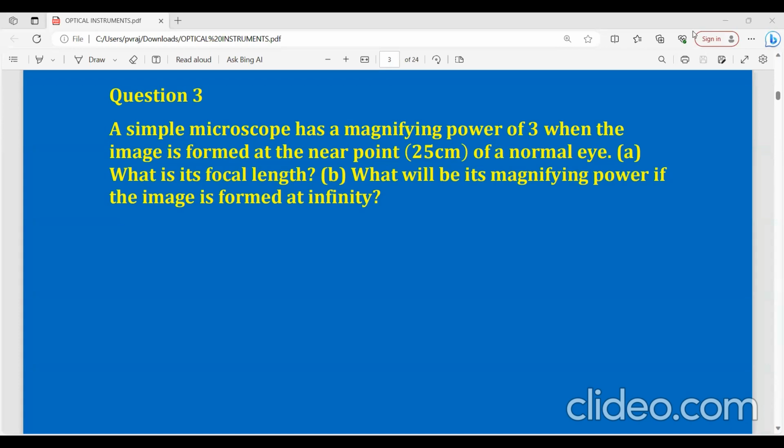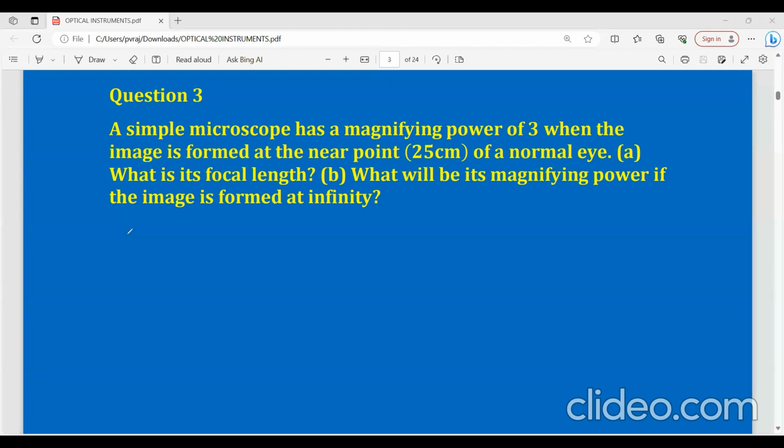Then question number 3. A simple microscope has a magnifying power of 3 when the image is formed at the near point of a normal eye. Here also a simple microscope was taken. Magnifying power M is given as 3 when the image is formed at near point. What is the formula for magnification?